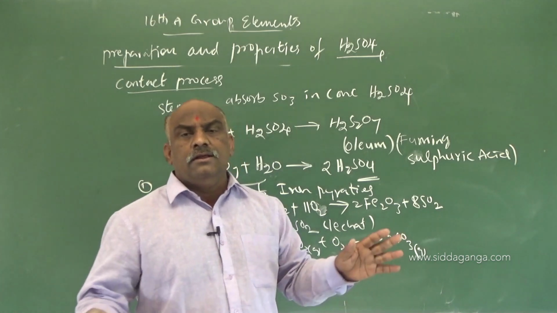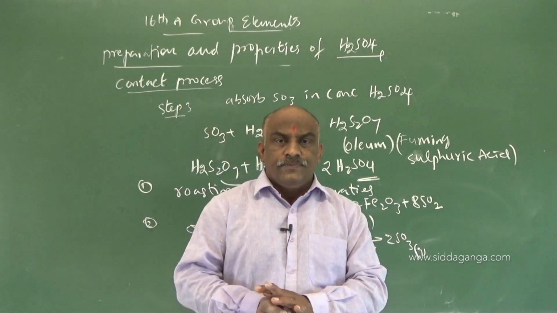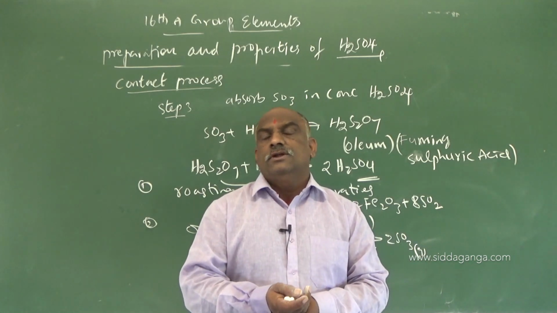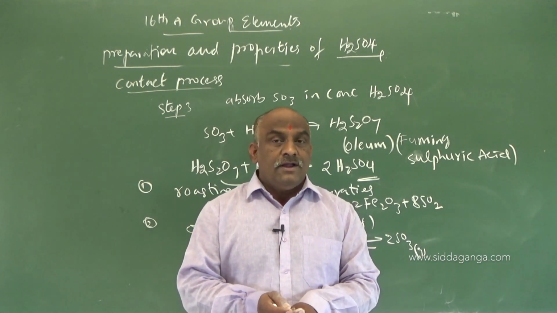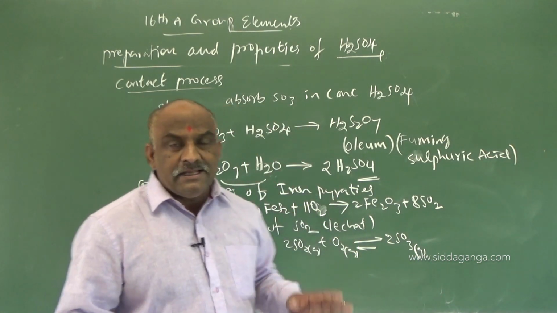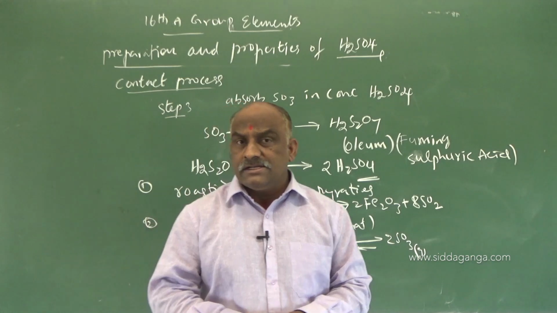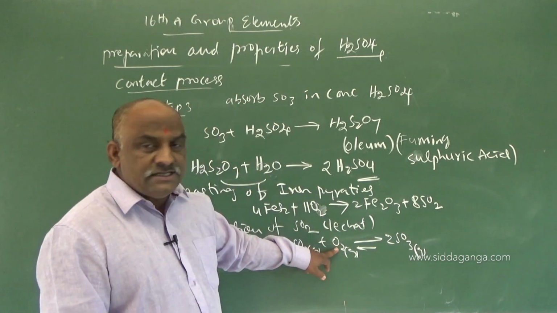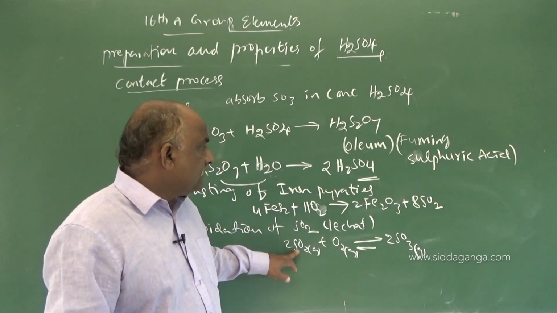This total process is done in the contact process. One flow chart is there in your textbook, so go through that flow chart. While doing this experiment, in step 2 we are using a catalyst. What is the catalyst name? Vanadium pentoxide. The gases are oxygen gas and sulfur dioxide gas.